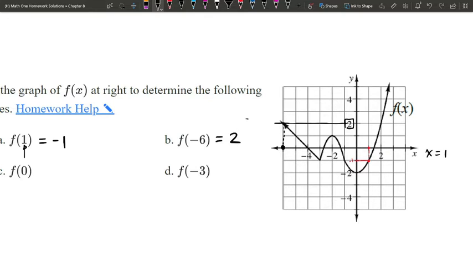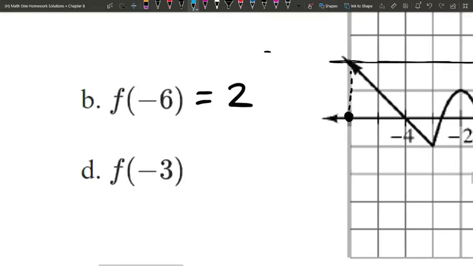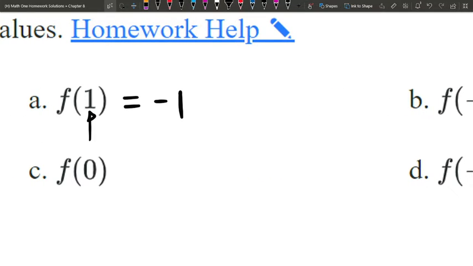f of 0, so if 0 goes in, I'm running out of colors. If 0 goes into this function, I just go straight down to where the curve is. This is it. And when x is 0, the function gives me back negative 2. That's where the curve hits. So this equals negative 2.